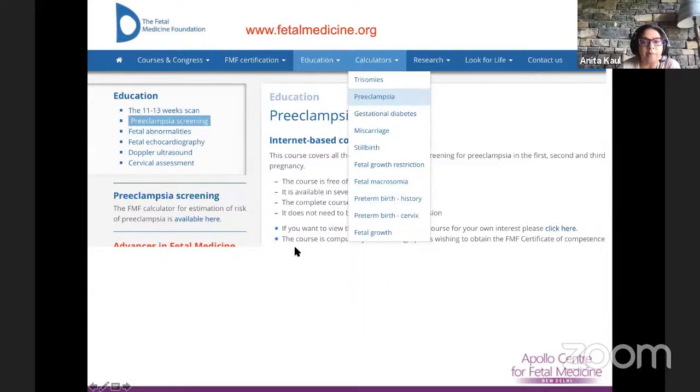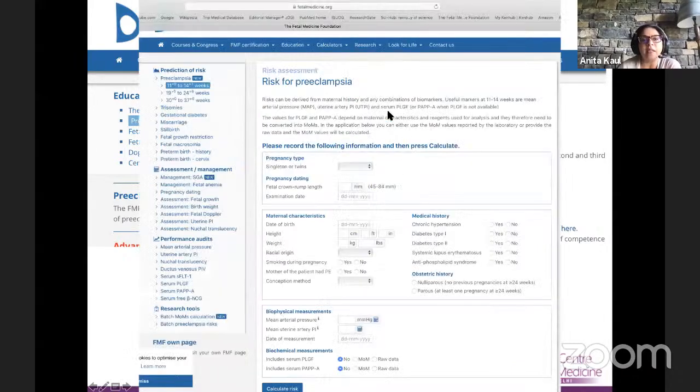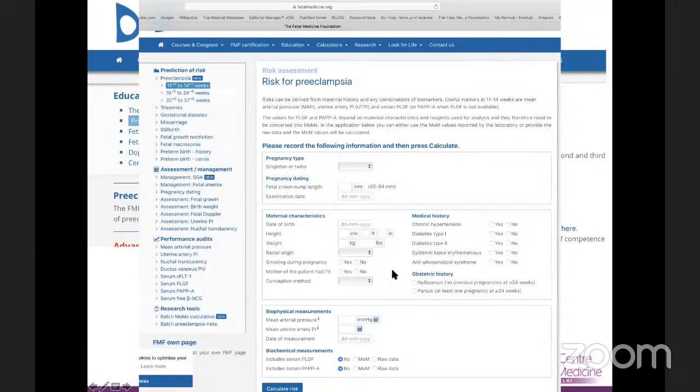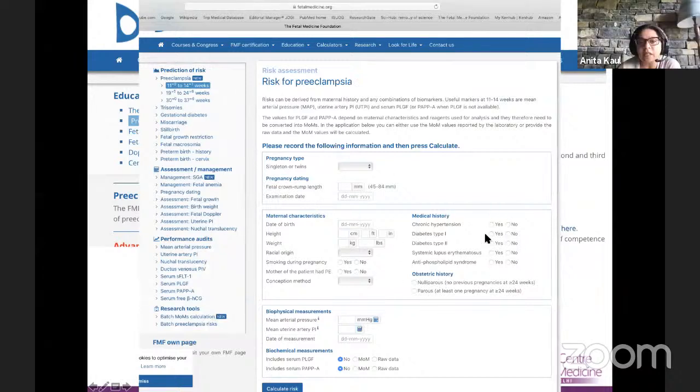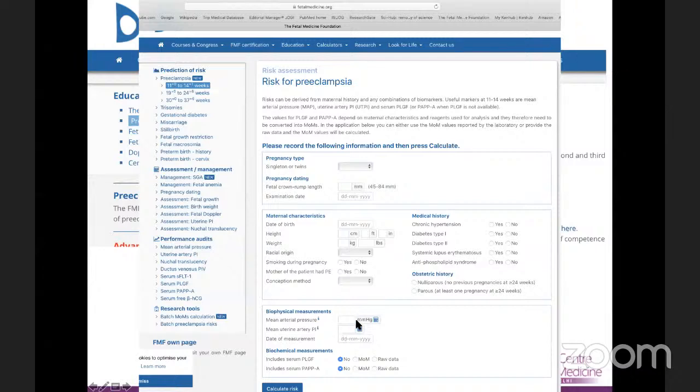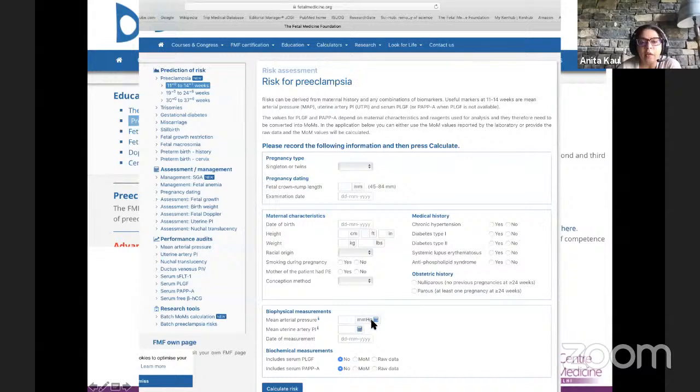So for preeclampsia, and I'm just giving you a basic example, all this needs to be filled in: the maternal characteristics, her history, her biophysical markers. I mean, this opens out into the left arm, right arm, first reading, second reading, so it gives you an average of things.